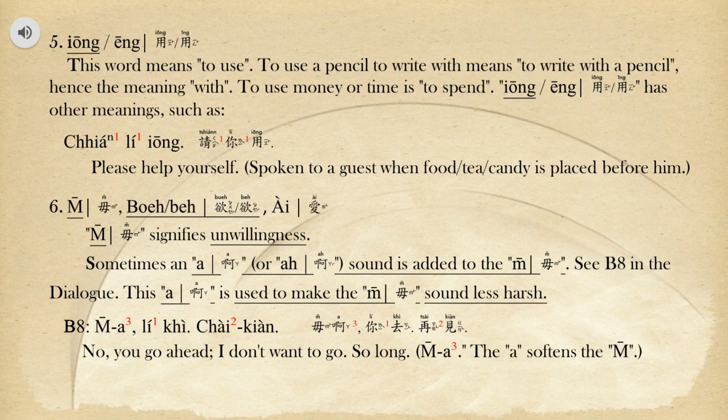6. 毋 要 愛 Signifies unwillingness. Sometimes an 啊 sound is added to the 毋 sound in the dialogue. This 啊 is used to make the 毋 sound less harsh. 啊 你去 再見 No, you go ahead, I don't want to go. So long.